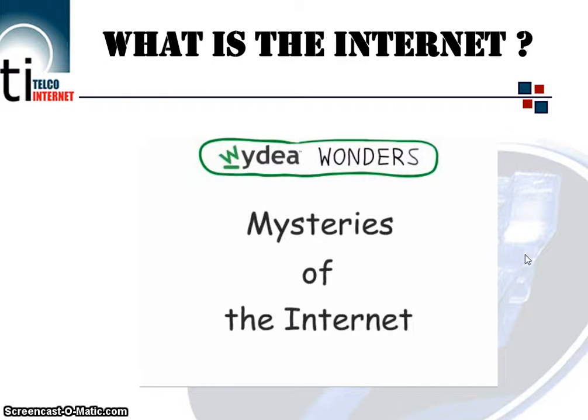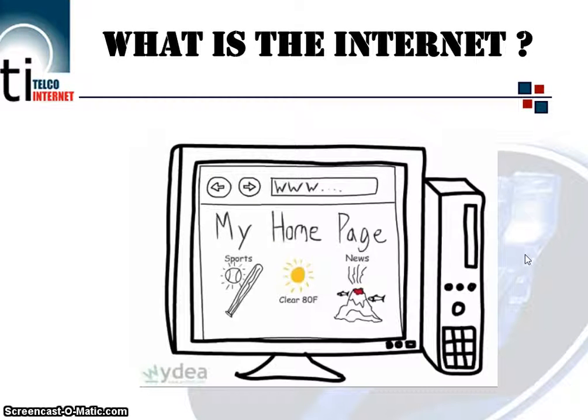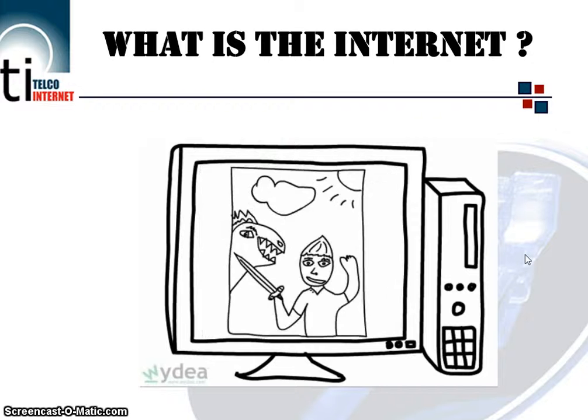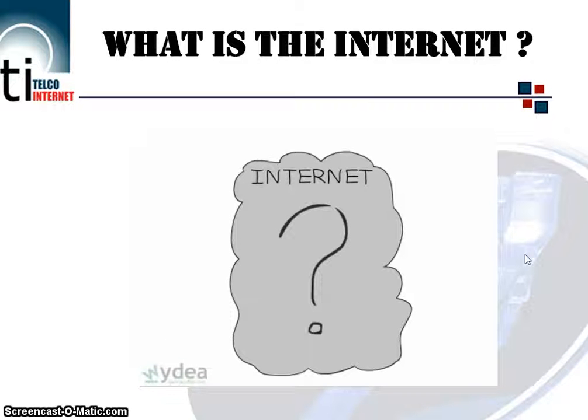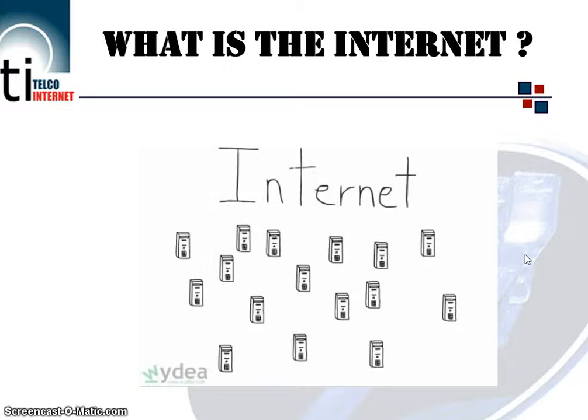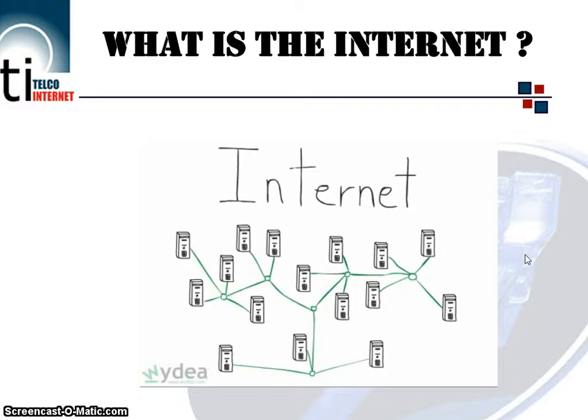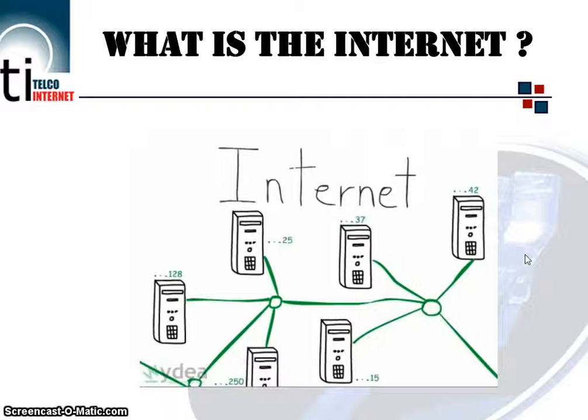Mysteries of the internet. You likely use the internet for browsing the web, sending email, or playing online games. But have you ever wondered what the internet actually is? The internet is essentially a vast number of different computers and networks around the world. Every computer connected to the internet has a unique address, similar to your home's postal address. The internet ensures information flowing between different addresses reaches its destination as quickly as possible.